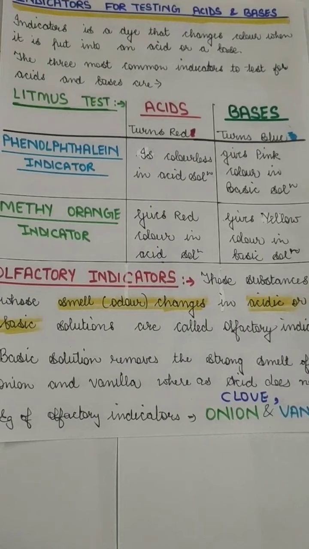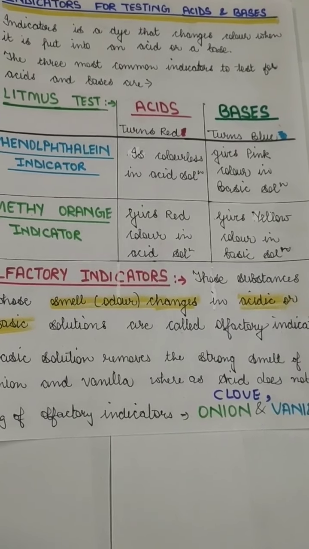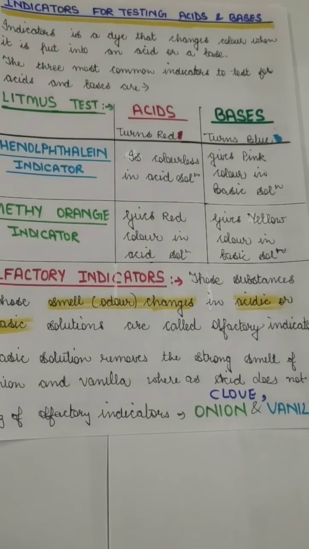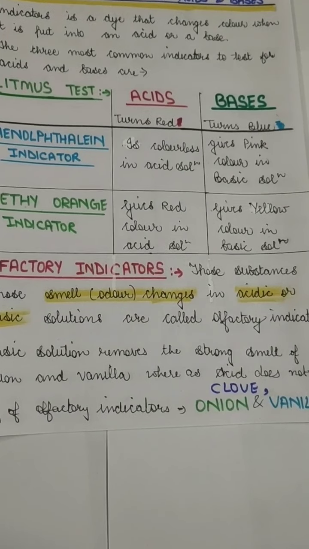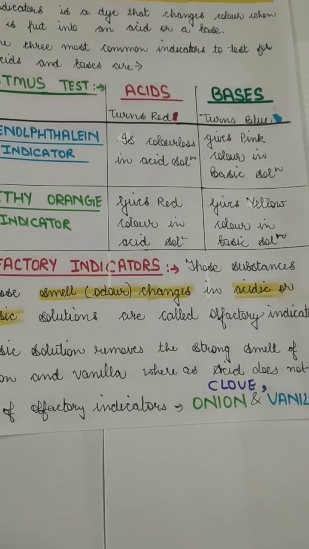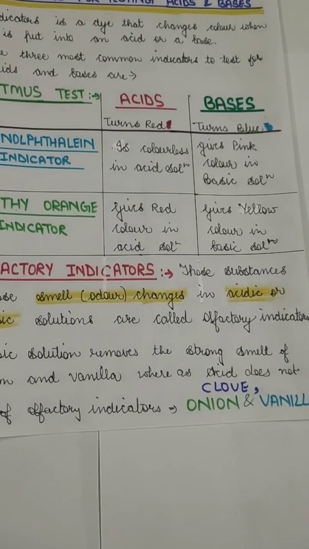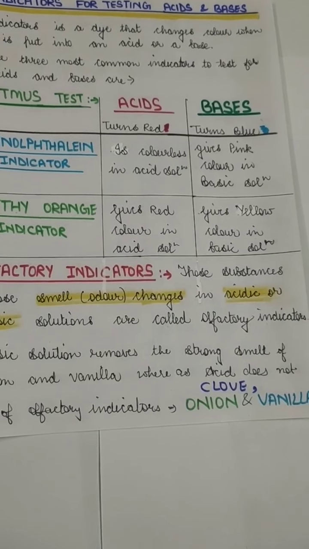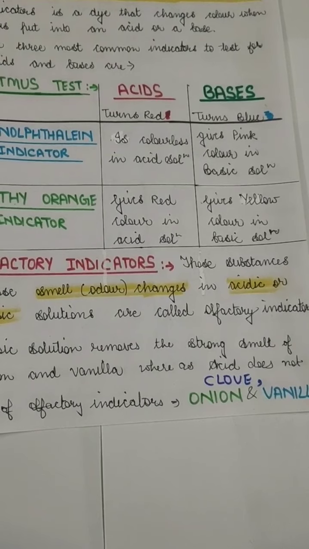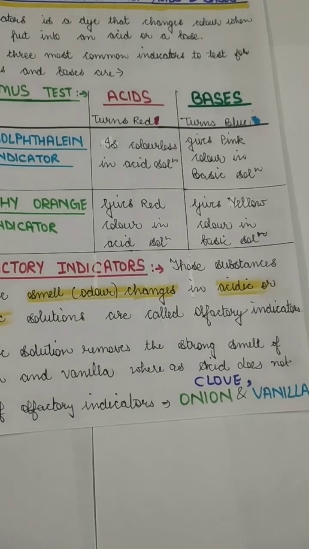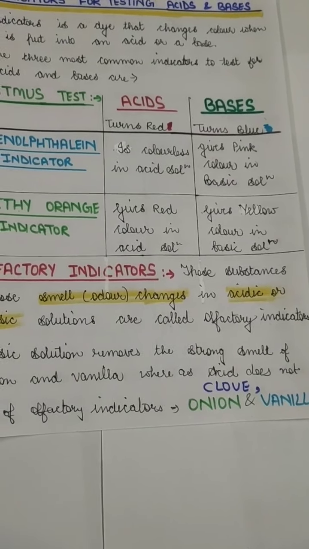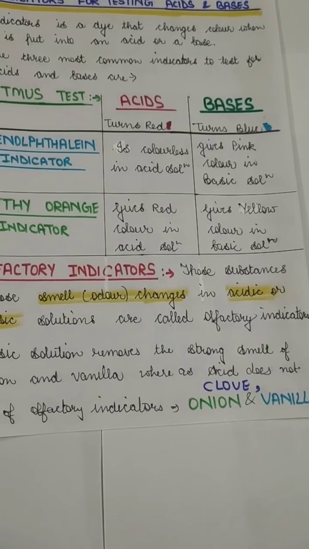Then we will see that when we smell the strip of vanilla which has been treated with sodium hydroxide, which is a base, the smell will be gone. We won't smell anything. But when we smell the strip of vanilla which is treated with HCl, we will smell the vanilla fragrance. That means HCl is not able to destroy the fragrance of vanilla extract.